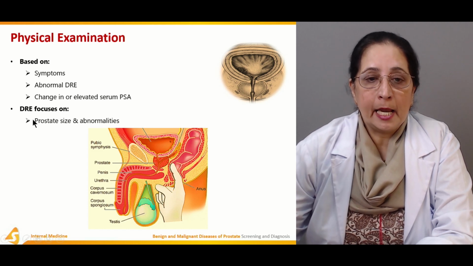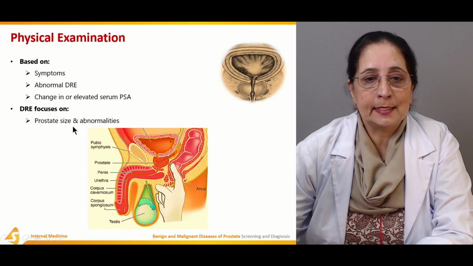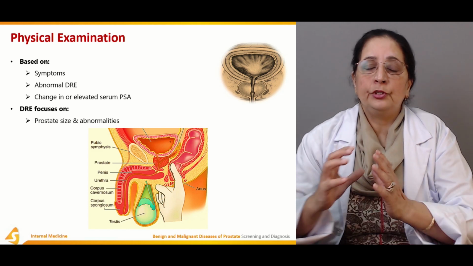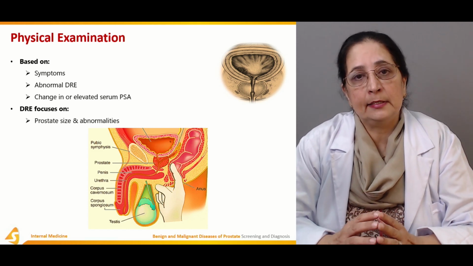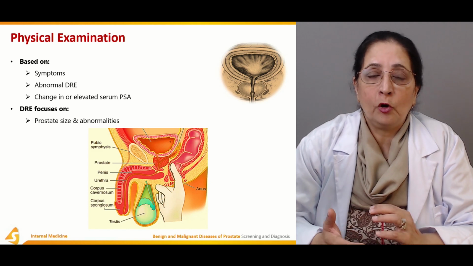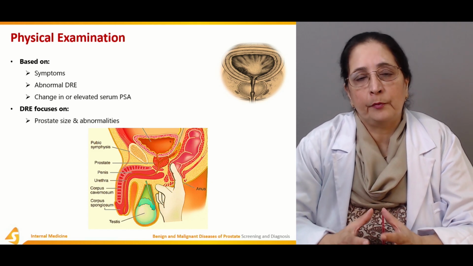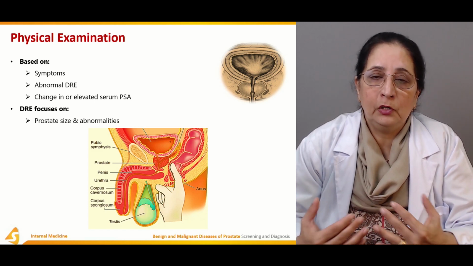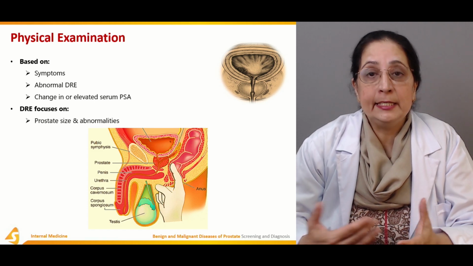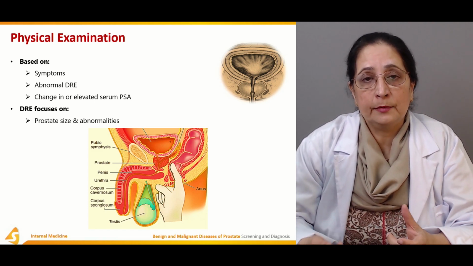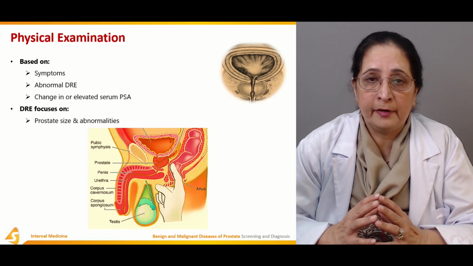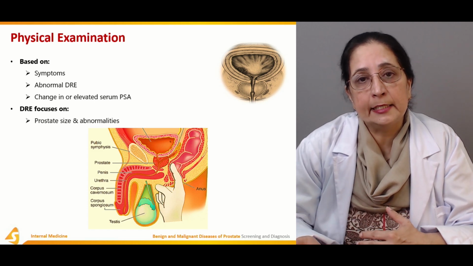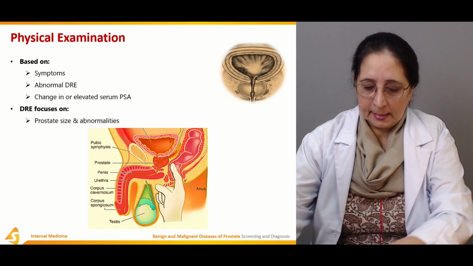Digital rectal exam focuses on prostate size and abnormalities. We can tell if the prostate is enlarged or not, and any abnormalities in the texture of the prostate gland are also very easy to find, such as if it's nodular. If there is bleeding, blood comes on the finger. So all these different findings are easily detectable by the digital rectal exam.